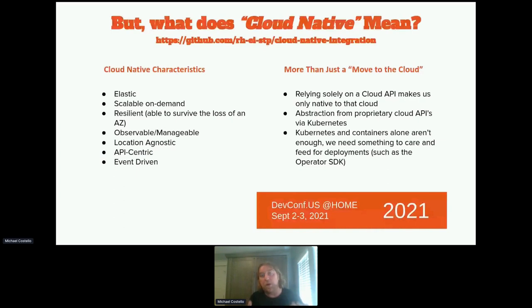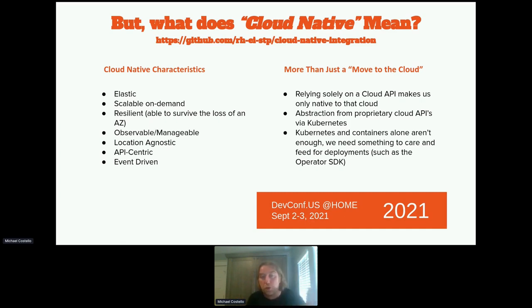But one thing that we notice is that to be cloud native, it's more than just a move to the cloud. If we rely solely on a single cloud API, we're only native to that cloud. Right now, when I go from AWS to Azure, I get to be the person who delivers the message to my boss: hey, that'll be another 9 months. We've abstracted these proprietary cloud APIs via Kubernetes. So Kubernetes or a container platform becomes great, but that's really not enough in and of itself.